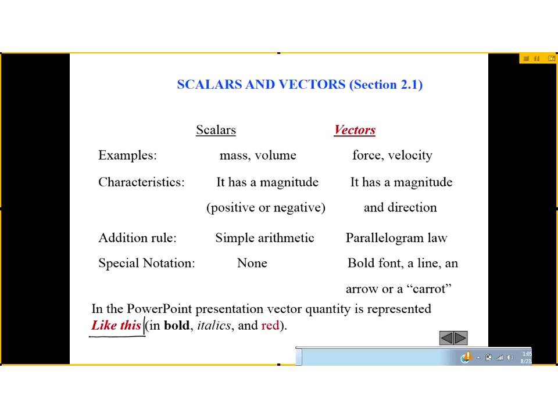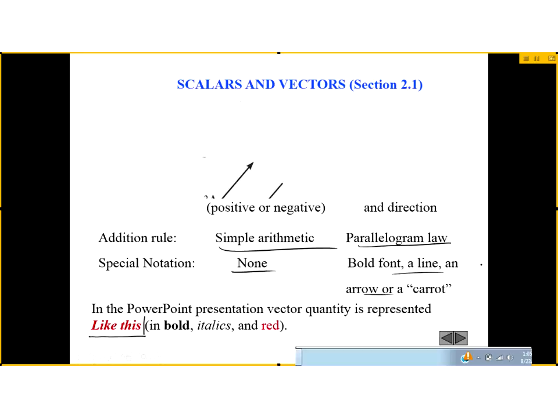But when you're trying to add scalars, it's pretty easy. You just add the quantities together, and there's no special notation. For vectors, though, you need to use something like the parallelogram law or the triangle law to add the vectors tip to tail. And then, you might also have other notations like an arrow or a caret on top of them.